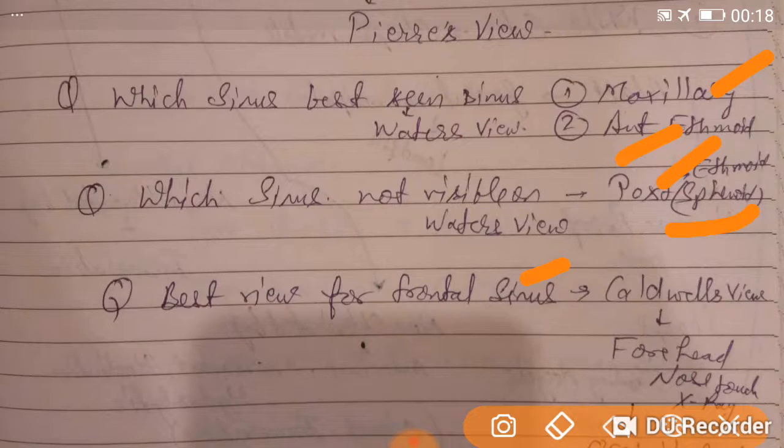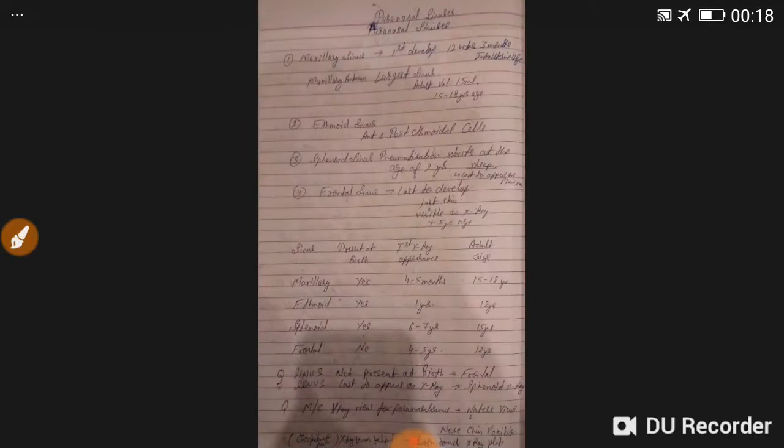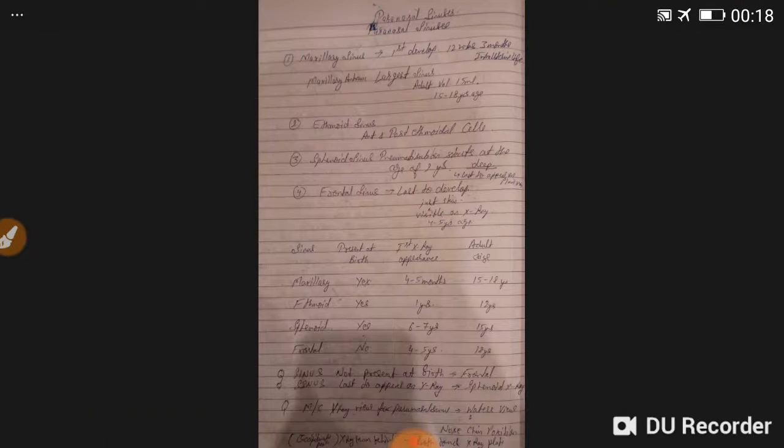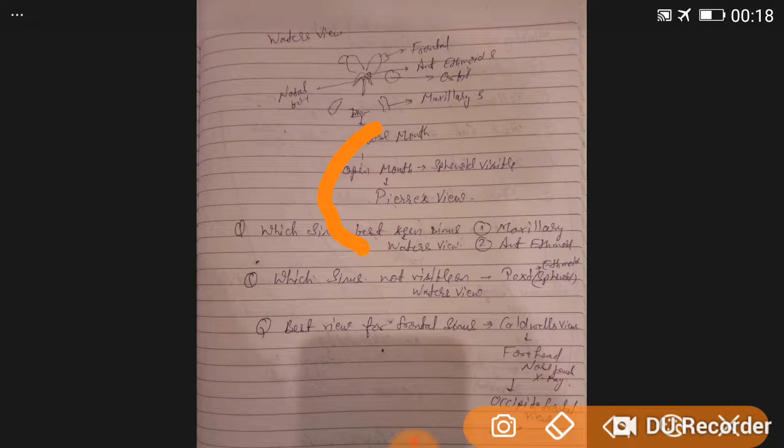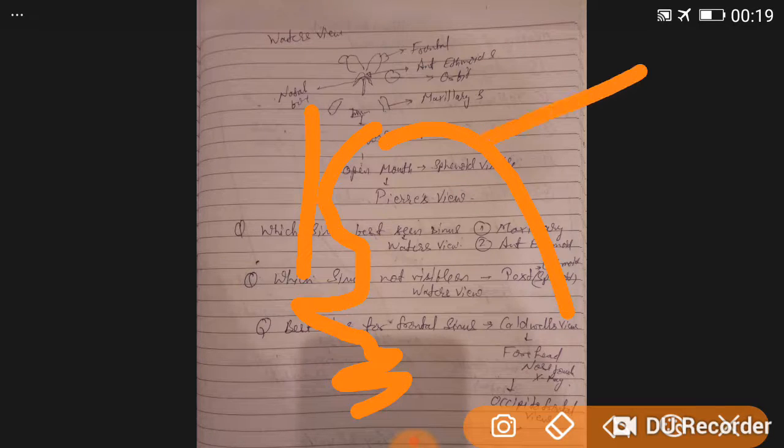Best view for frontal sinus is Caldwell's view. Forehead and nose touch. This is known as occipitofrontal view. I will explain how. Forehead touching, like this is forehead, this is nose, and this is mouth. My painting is a little bit off. So the forehead is touching the plate and the beams come from behind. This is known as Caldwell's view for frontal sinus.